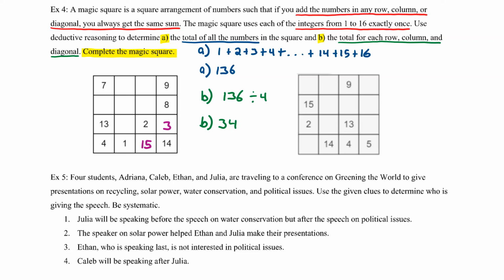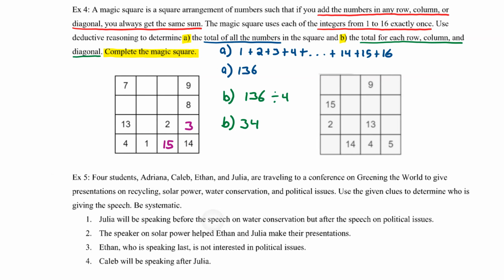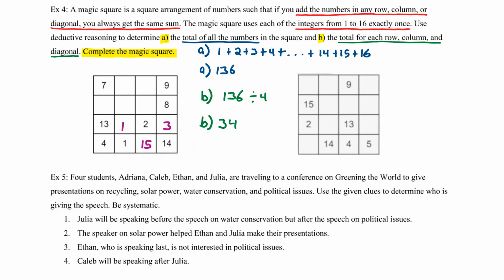Now that we filled that in, we can fill in the second row from the bottom. 13, 3, and 2. The missing number that we need there is going to be 16. Okay. And then from there, we could fill in on the far left column. We could do that one. We've got 7, 13, and 4. So that's 24, so we need 10. We can do the diagonal, 7, 2, and 14. We need 11.